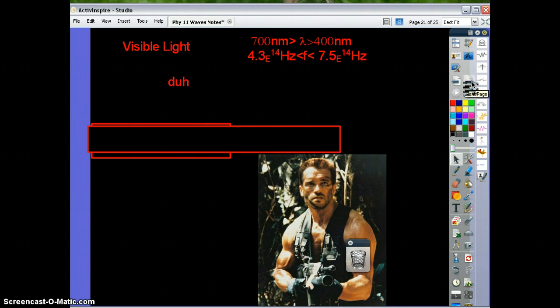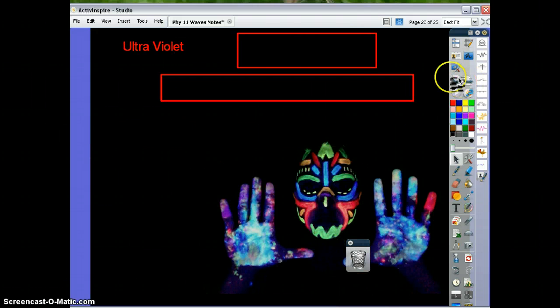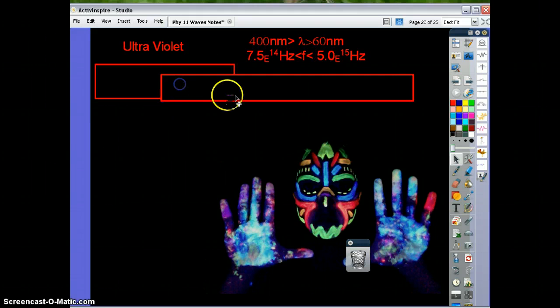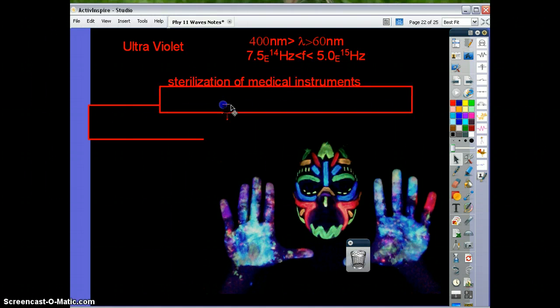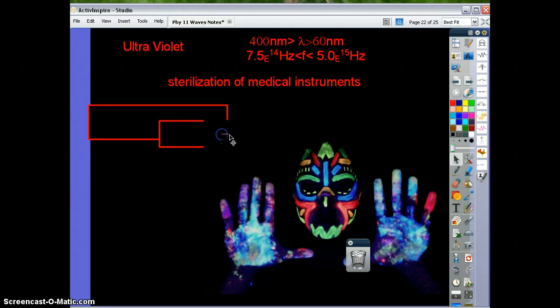After visible light, if you look at the rainbow, you go ROY G. BIV. Red is over here, and violet is here. So if we go a little past violet, we get ultraviolet with given wavelengths and frequencies. Again, smaller waves, more frequent. A good use of ultraviolet light is the sterilization of medical instruments because microorganisms cannot handle ultraviolet light. They end up dying, just as we get skin cancer from ultraviolet light. Also, it shows off fluorescent minerals. That's why you can do the black light thing.